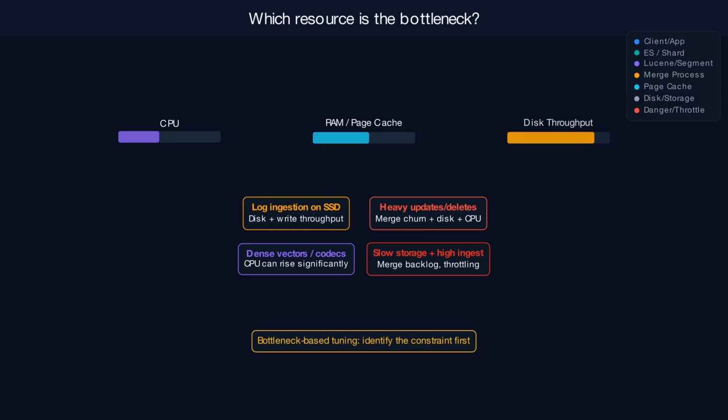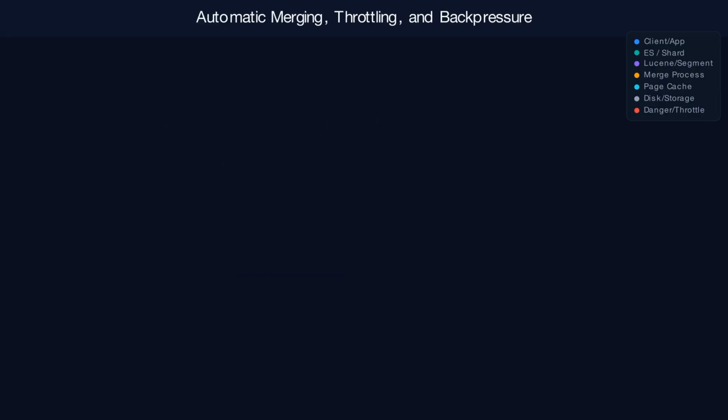RAM matters because the OS page cache strongly affects how efficiently reads happen, and memory pressure changes how smoothly the OS absorbs writes. The right question is not CPU or RAM. It is, which resource is the bottleneck for this workload on this hardware?